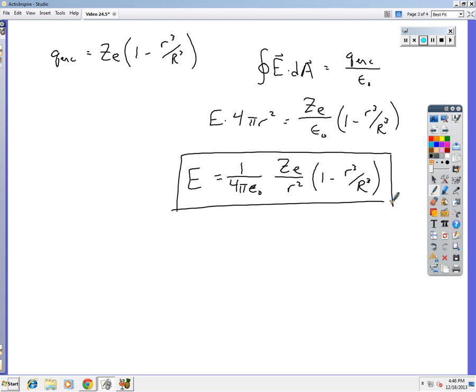Now, to check that, we'll set little r equal to big R, and we'll make sure that E equals 0. And if we do that, we find that if little r is equal to big R, this fraction becomes 1. 1 minus 1 is 0. And so that checks out. Our answer is at least not wrong. Or it's probably correct. At least it fits that particular check.